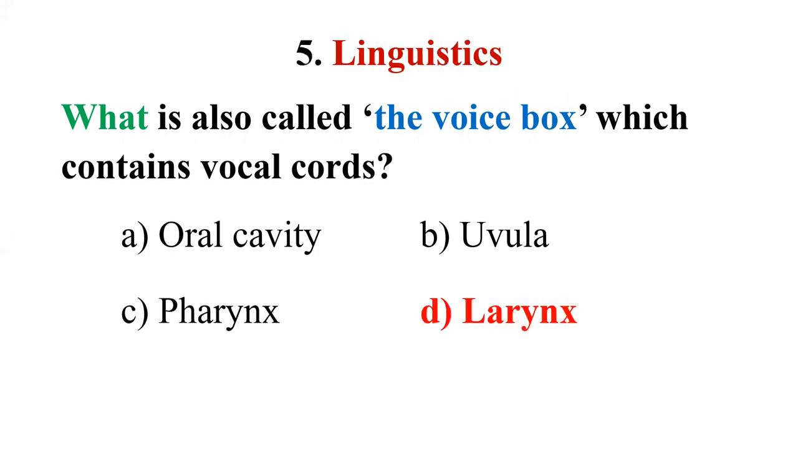Let's say the answer is D, larynx. So larynx, is it in your neck? It's there. The voice box is there. It's called the voice box. It has some vocal cords, which are responsible for producing sounds.